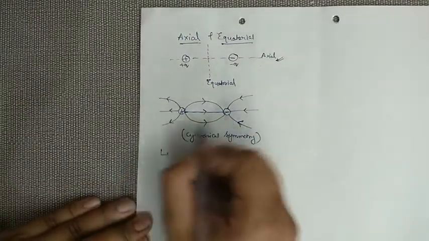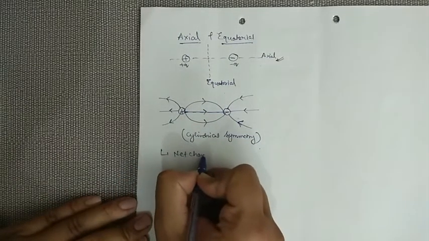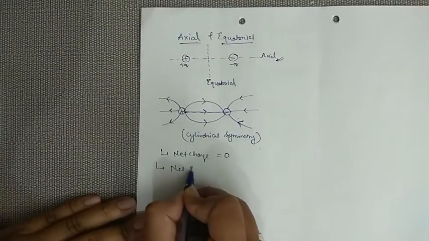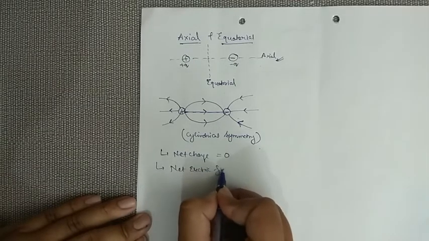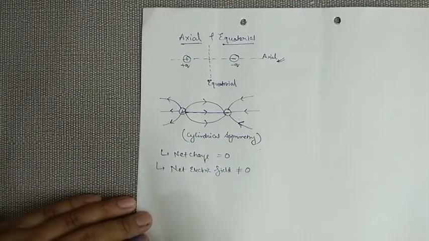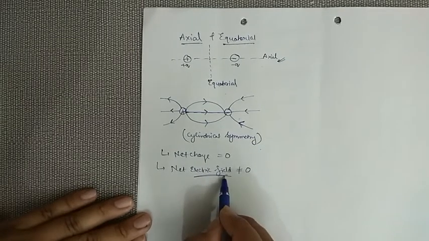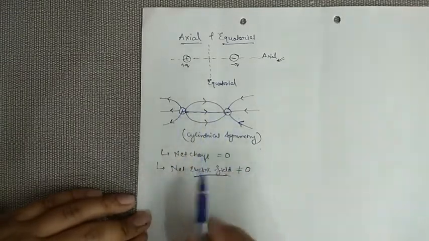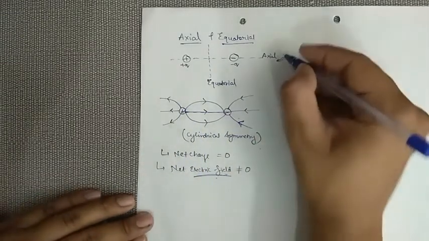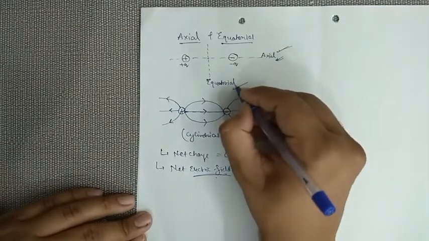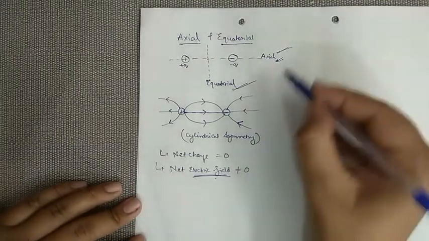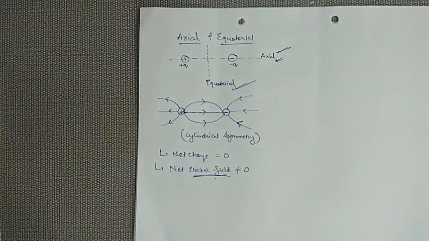So here in this configuration we know the net charge is 0 because they are equal and opposite, but the net electric field is not equal to 0. Means we have to find the electric field. We have to find the electric field intensity because of this dipole, and we are going to find this field at two points. First on the axial line of the dipole and then on the equatorial line of the dipole. So let's begin with the new topic.